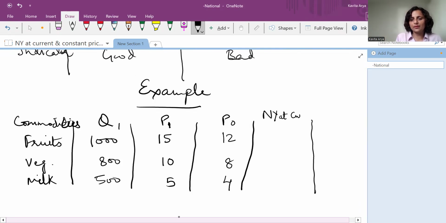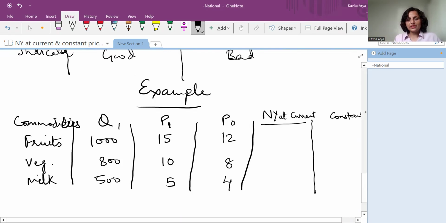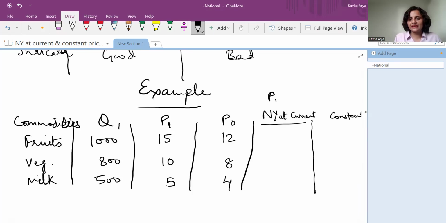So at current prices we are taking in this column, and at constant prices we are taking in this column. So let's have the calculation. How do we calculate current year's national income? By today's price as well as today's quantity. But constant year means the prices would be taken of the base year and the quantity would be the current year's. So how do we go about it? So 15 into 1000, that gives you 15,000.